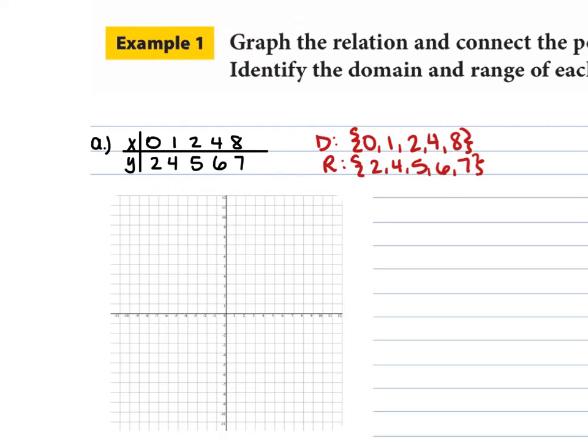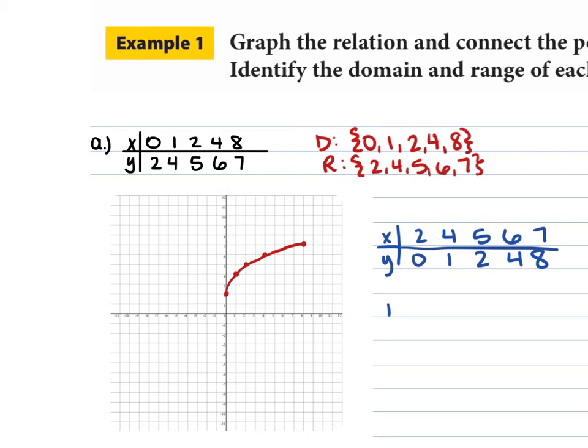If we go to plot these points, we're going to start at (0, 2). Then we have (1, 4), (2, 5), (4, 6), and (8, 7). We can draw the line through these points. Then if we are taking the inverse of these, we're going to switch our x and y values, where we have x values of 2, 4, 5, 6, and 7, and y values of 0, 1, 2, 4, and 8. So our domain, which are our x values, are 2, 4, 5, 6, and 7. Our range is 0, 1, 2, 4, and 8.